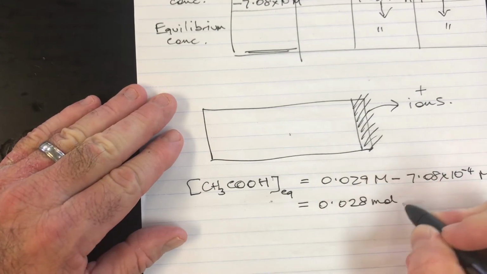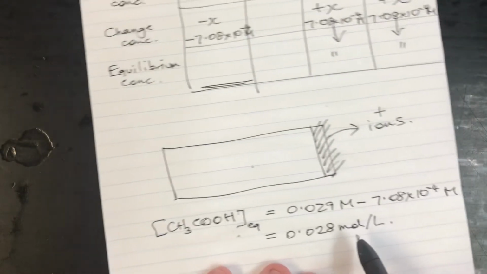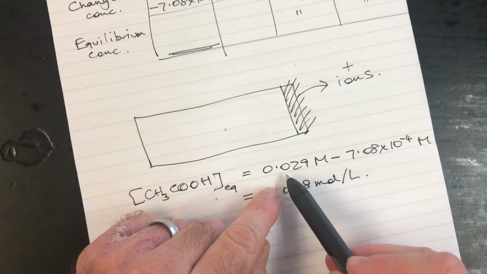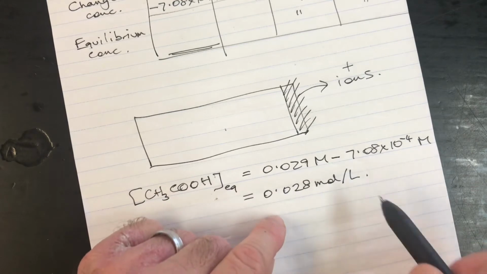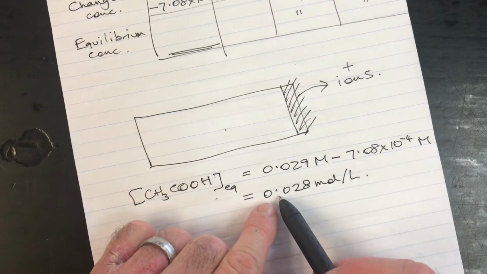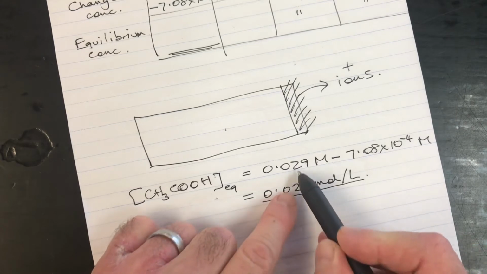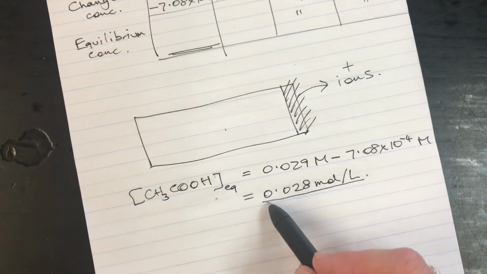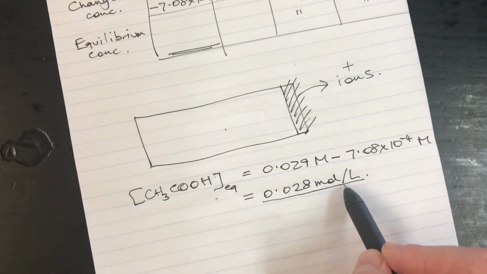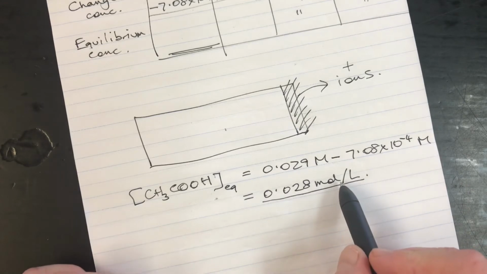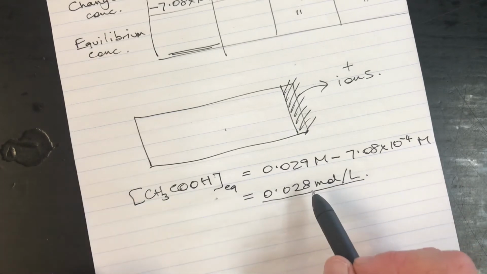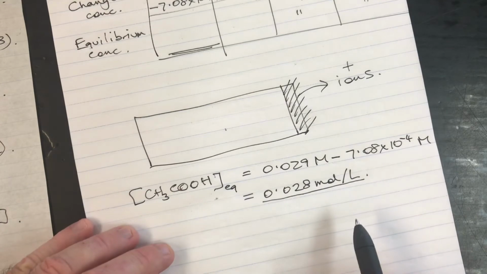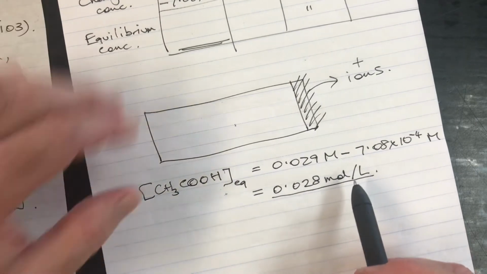0.028 moles per litre. Now, just pause for a second. Can you see why acetic acid is a weak acid? At the very beginning, it had a concentration of 0.029 molar, moles per litre. At equilibrium, it finishes with not much taken off, 0.028 moles per litre. It only loses a small fraction of molarity because it's a weak acid. Not many particles dissociate.